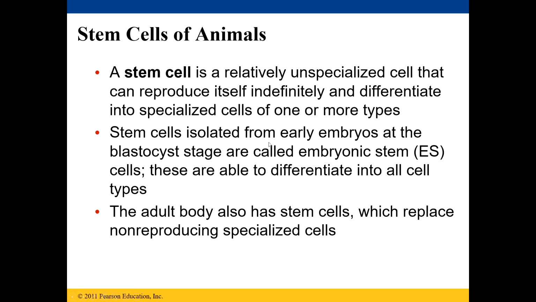This is on page 121 of your course outline, looking at stem cells. A stem cell, as it says here, is a relatively unspecialized cell that can reproduce itself indefinitely and differentiate into specialized cells of one or more types. And stem cells isolated from early embryos at the blastocyst stage, which is an embryonic stage, are called embryonic stem cells, or ES cells for short. And these are able to differentiate into all cell types. The adult body also has stem cells which replace non-reproducing specialized cells, but they are not as prevalent.